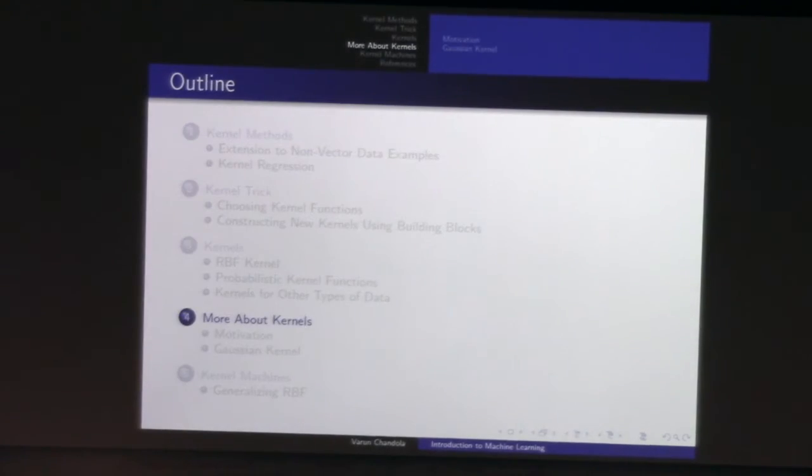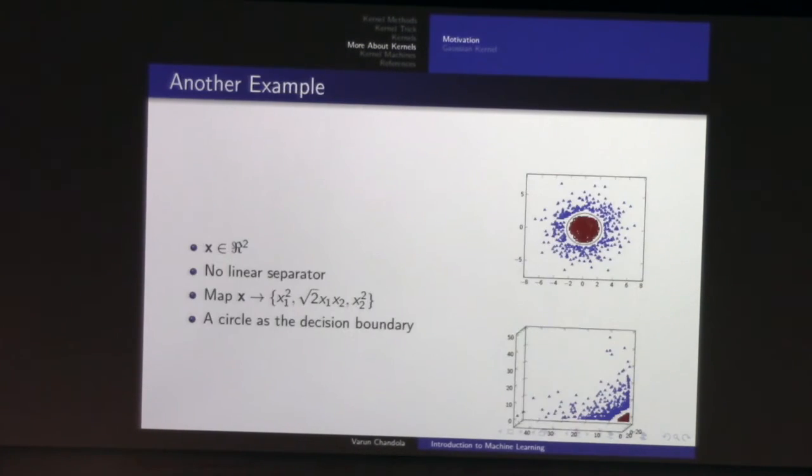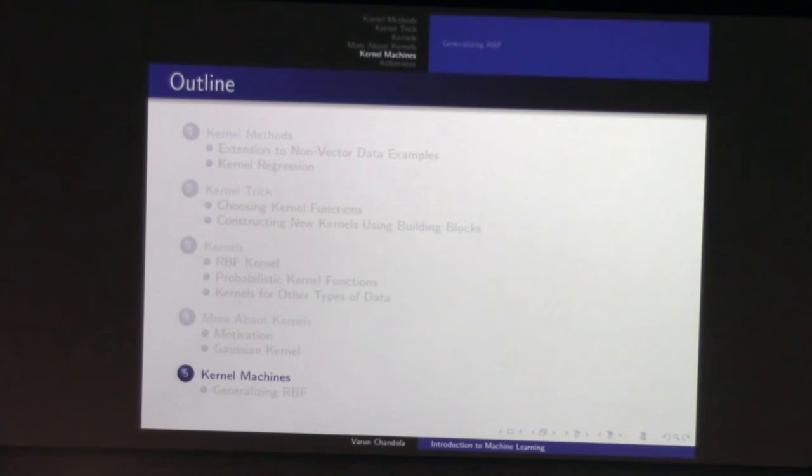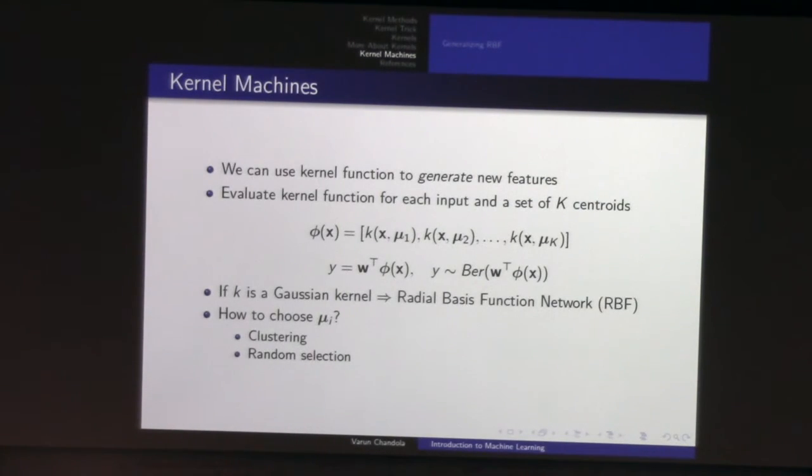So now we are going to see, as Dana said, we can use the kernels to project into new space and then use our old linear regression, logistic regression to learn our boundaries. But you can do other things as well. And we are going to see something called kernel machine, which is another type of classifier. Okay. So kernel machines are very simple. What they do is they use these kernel functions to generate new features.